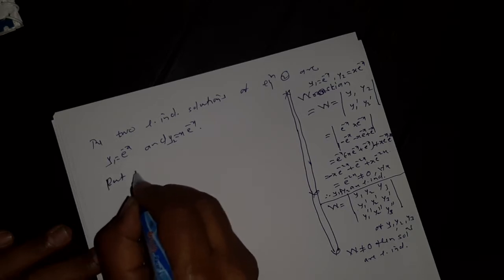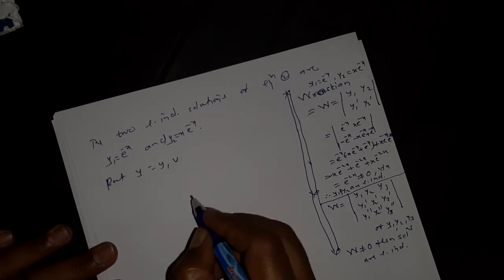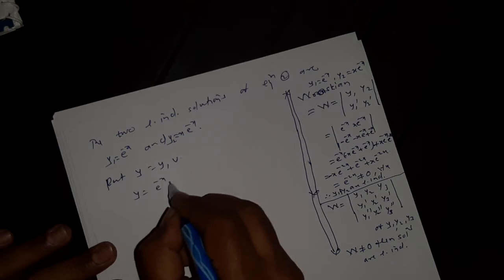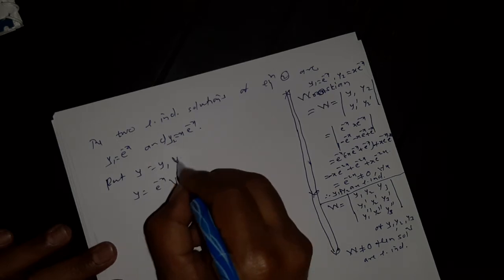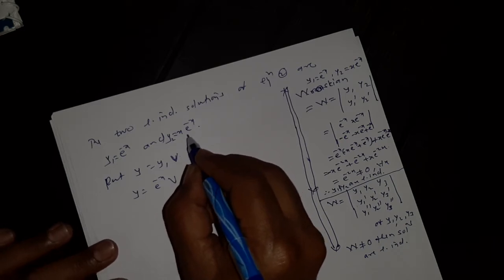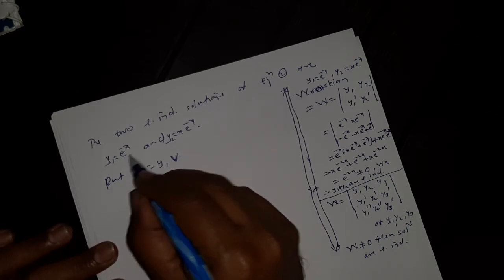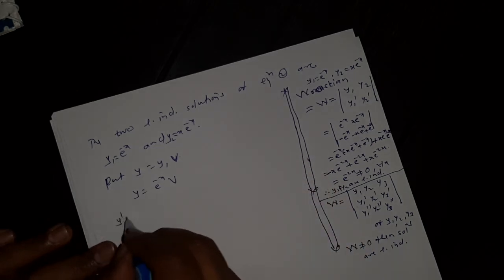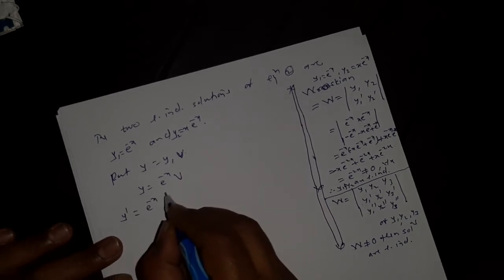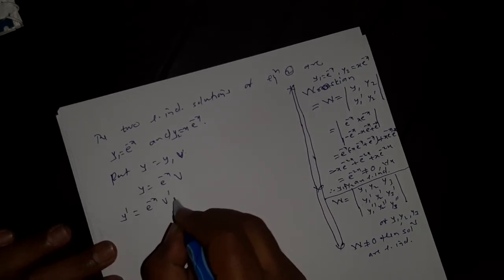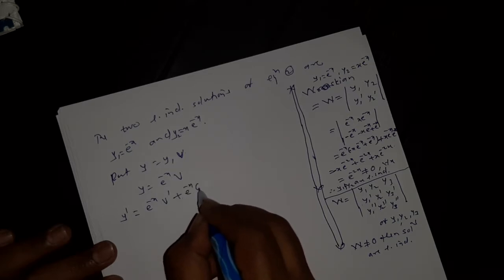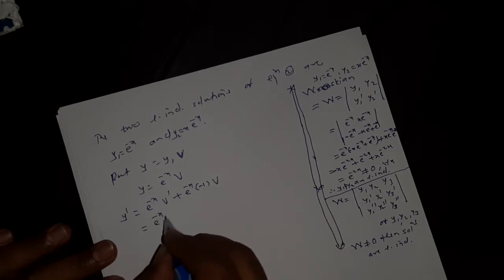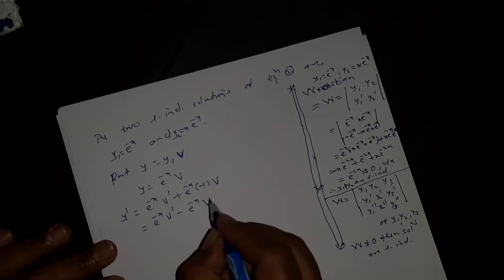Put y is equal to y1 v, and therefore y is equal to e raised to minus x v. Either take x e raised to minus x as y1 and e raised to minus x as y2, where v is a function of x. Then y dash is what? E raised to minus x, by using the u into v rule, v dash plus e raised to minus x, derivative of e raised to minus x is e raised to minus x into minus 1 into v, that is e raised to minus x v dash minus e raised to minus x v.